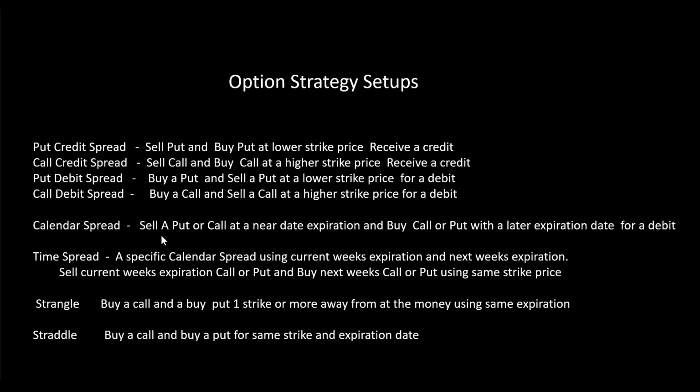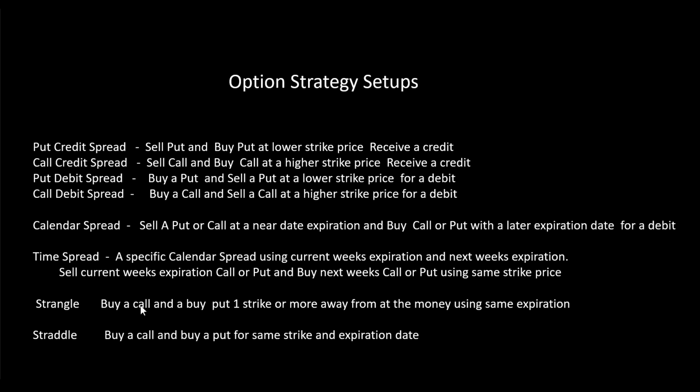Calendar spread, this is what we do on time spread. We sell a put or a call at the near expiration date, this week's expiration, and buy a call or a put with a later expiration date out in time. So you've basically got same strikes, different expiration dates. That's what a calendar spread is. And then the time spread I talked about, this is a specific calendar spread to use on earnings. We're selling this week's calls, for example, and buying next week's calls. And this is how we capture the time decay and the volatility crush.